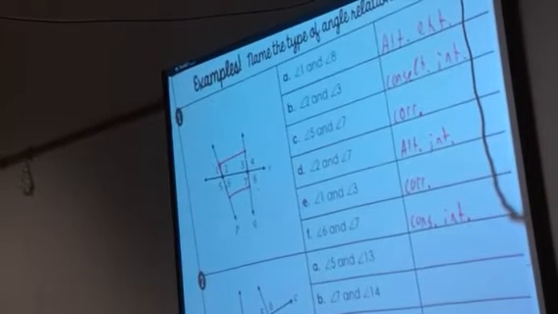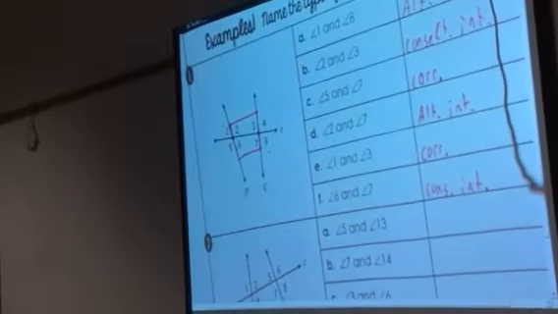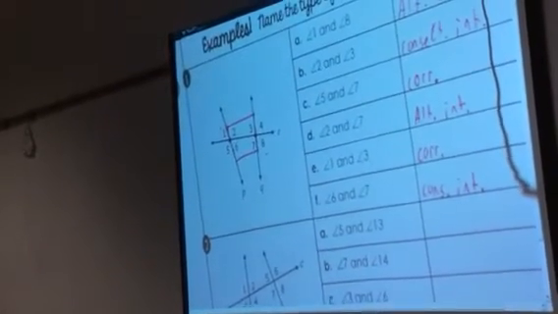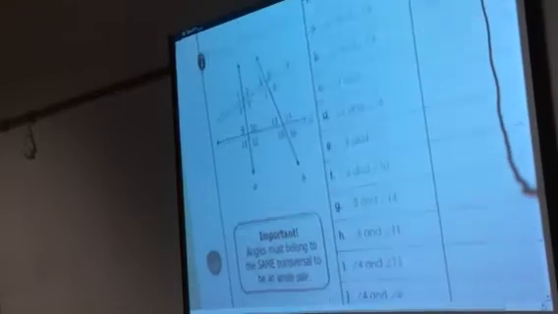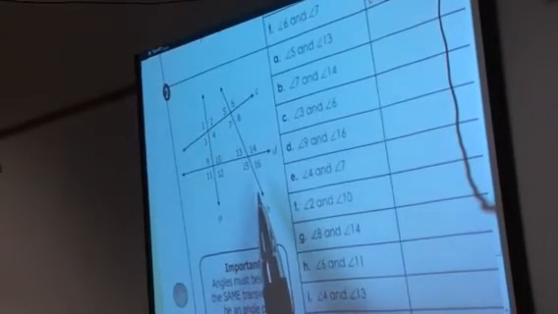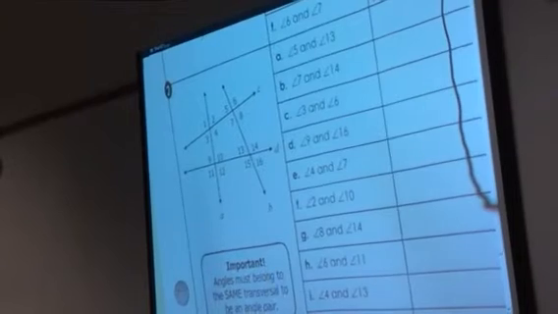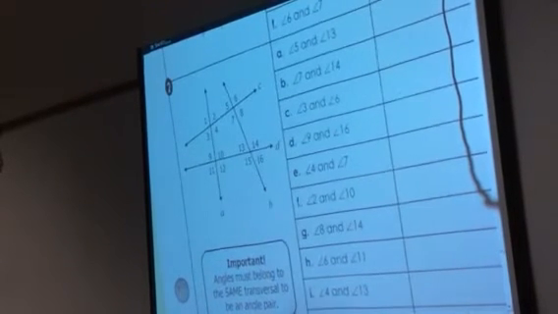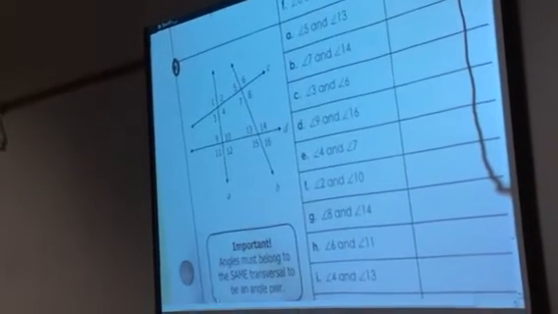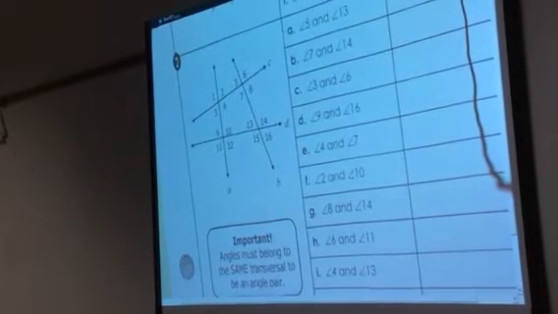And we're almost done. We're just going to do example 2. And then we'll be done with the notes. Now, with example 2, they added some stuff to it, right? Now, each line is also a transversal. But if I look at this little bottom message here, it says important angles must belong to the same transversal to be an angle pair.